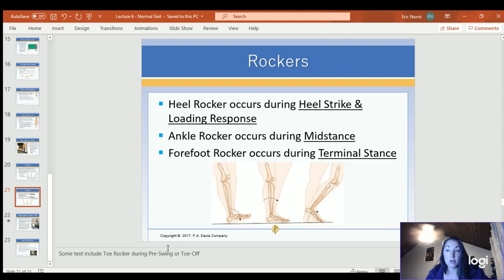The toe rocker is what I was reading as I was talking. It can happen during pre-swing. I'm so sorry, it's late. The toe rocker can happen during pre-swing or during toe off. Some texts include it and some do not. So we'll just focus on the other three rockers: heel rocker, ankle, and forefoot rocker.